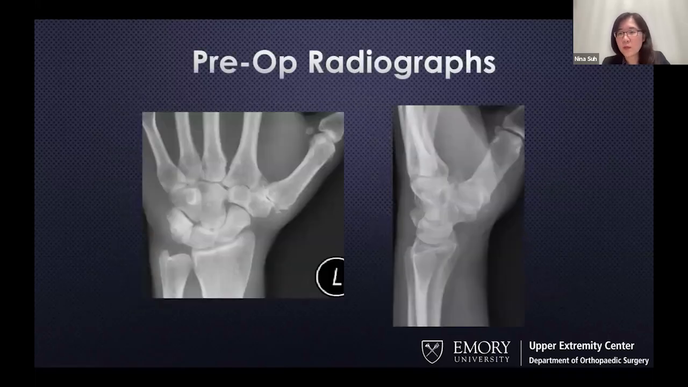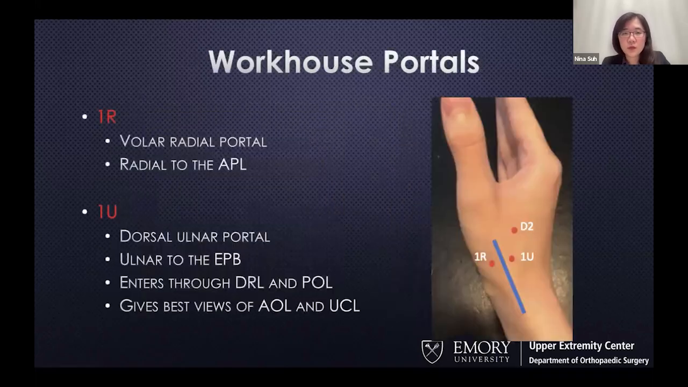So this was some of the preoperative radiographs for the individual. And this is kind of like the workhorse portals. That's my hand, but it shows the location of 1R and 1U, just on both sides of your first extensor compartment. It's radial to the APL for the 1R and ulnar to the EPB for the 1U. I think those are the two standard ones you always use.